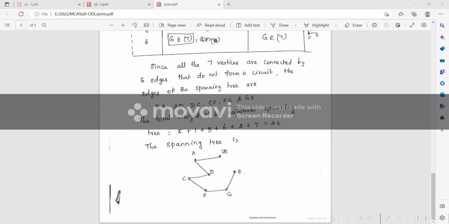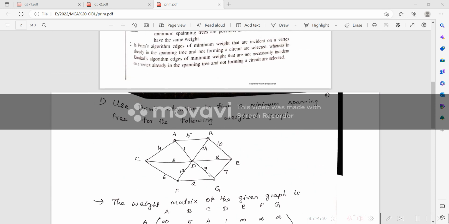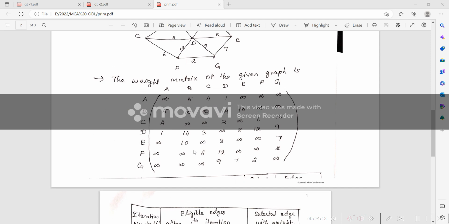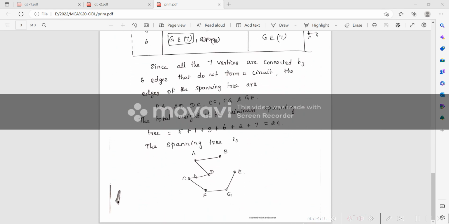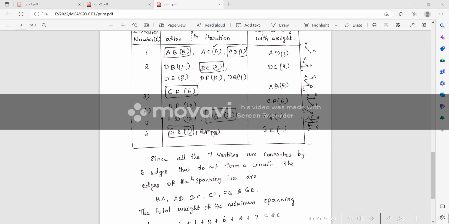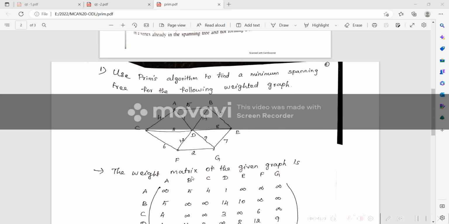So this is a connected graph without a cycle. So it is a tree. Since this tree consisting of all the 7 vertices of given connected graph, so this tree is known as a minimum spanning tree. So Prim's algorithm is used to find minimum spanning tree for any given connected graph.